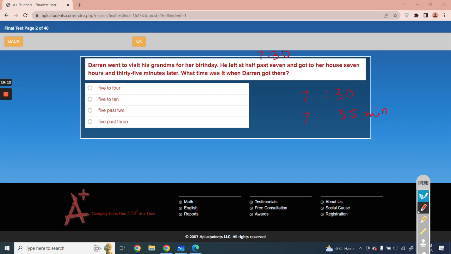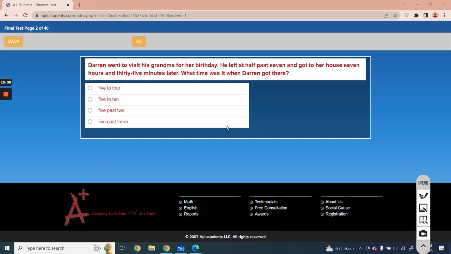Got it? So it will be 7 plus 7 is 14, or 12 plus 2, and 5 minutes. So it would be 5:02. Got it? The correct option is 5:02. Option C is the correct option. Just select the correct option, then click on the OK button.